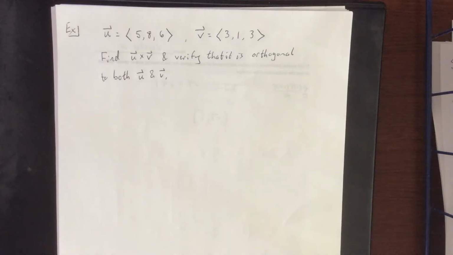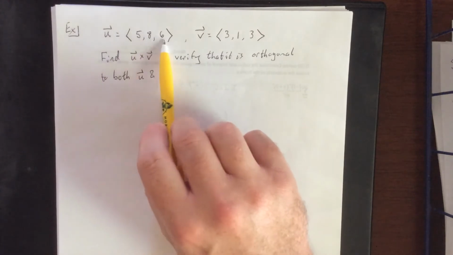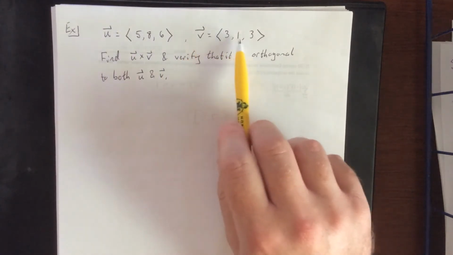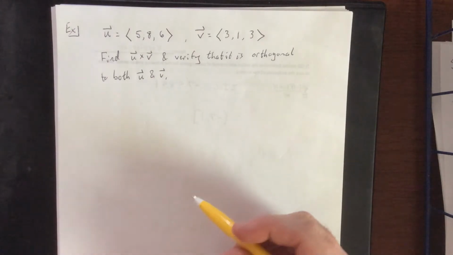In this example, we're going to find the cross product of two vectors and then verify that that cross product is orthogonal to both of the original vectors. The two vectors that I've decided to use are to pay an homage to both Wayne as well as Macomb County. Vector U is going to be 5, 8, 6 and vector V is going to be 3, 1, 3. So we're going to find out what happens when Macomb crosses with Wayne.